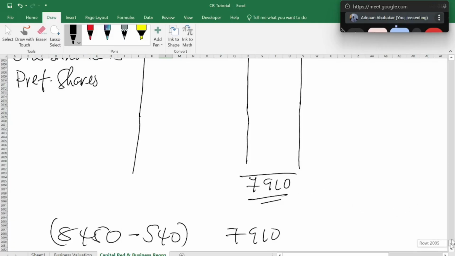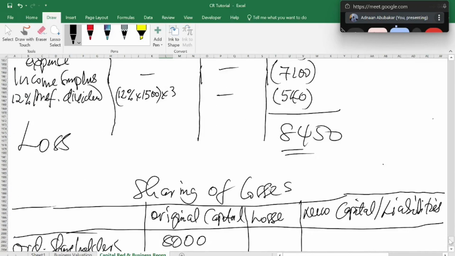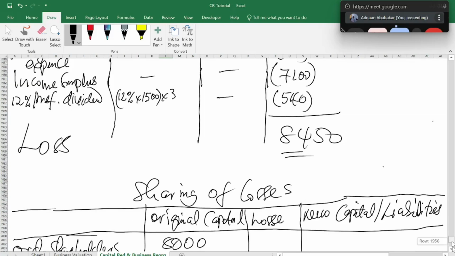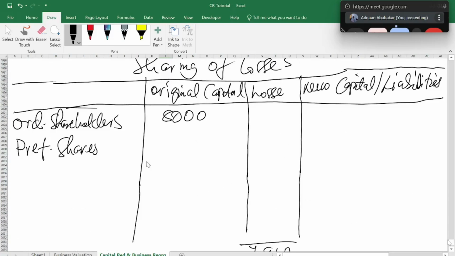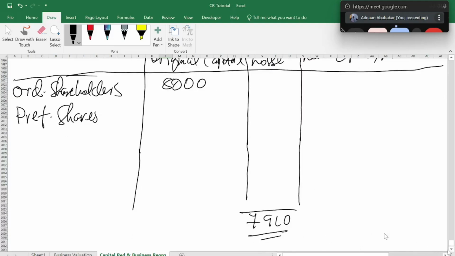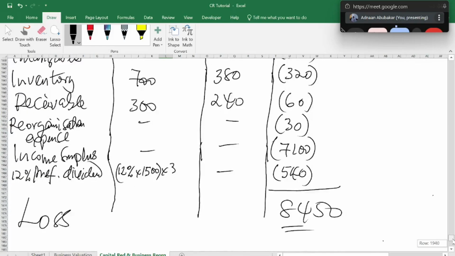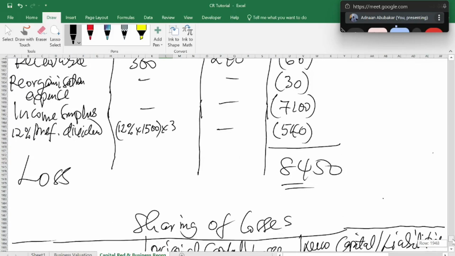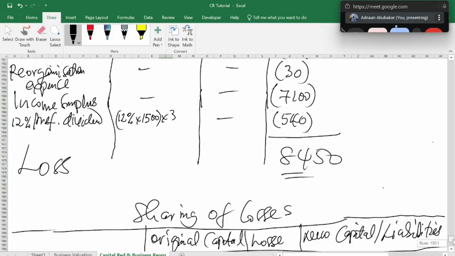You see, if you are doing the maximum loss and you don't bring the preferred dividend loss here, you will still be fine. You understand? Because when we are coming to share the losses here, we are sharing the loss among the ordinary shareholders and the preference shareholders. Now, if we keep the 8,450 and share it among ordinary shareholders and preference shareholders, we are not being fair to the preference shareholders, because they are the beneficiary of what? The dividend.